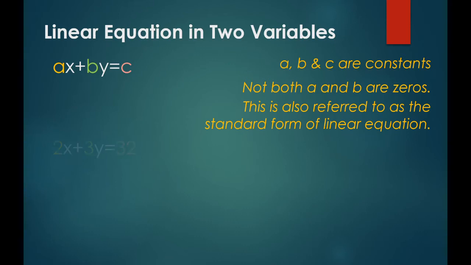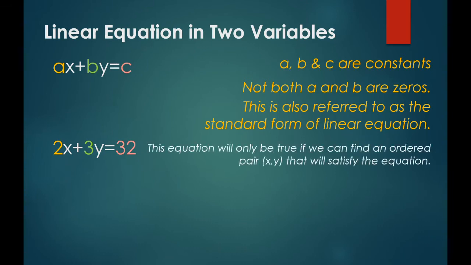Ang example niyan ay 2x plus 3y equals 32. Pansinin niyo, yung x ay may katabing numerical coefficient na 2, which means that's the value of a. Yung y naman, may numerical coefficient na 3, that means that's the value of b. And 32 is the value of c. This equation will only be true if we can find an ordered pair that will satisfy the equation.